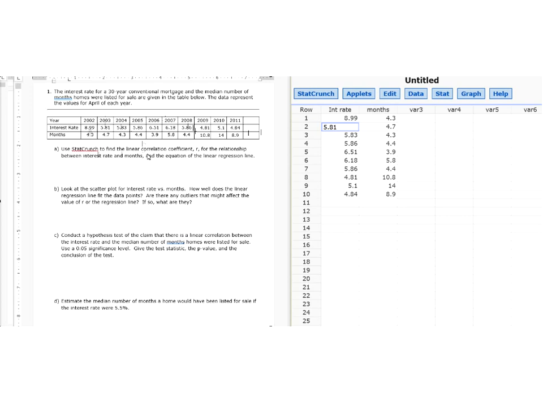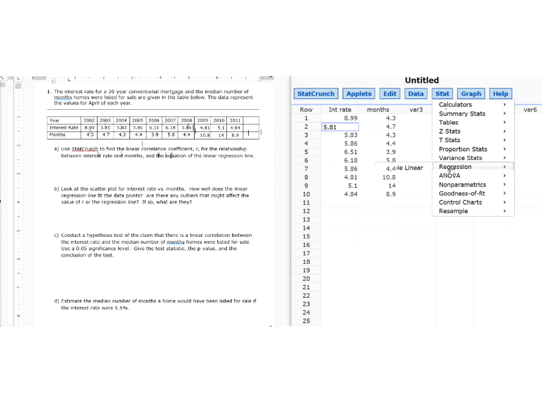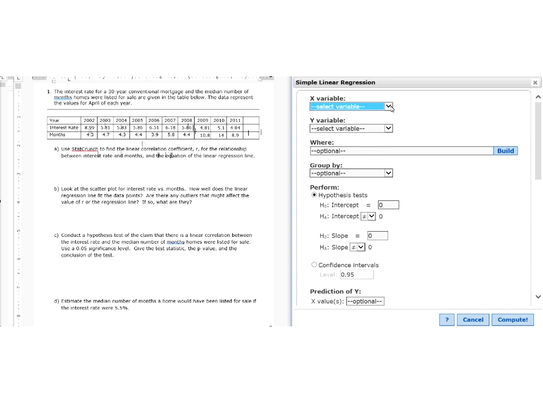So in this first part, where it asks you to find the linear correlation coefficient, what we're going to do in StatCrunch is do the linear regression procedure, and that will give us the correlation coefficient. So I'm going down to regression, simple linear, and then for my X, I'm going to put in interest rate, and for my Y, I'm going to put in months. And if you're in my math lab and it's letting you open things in StatCrunch, it'll already have the column headings there for you.